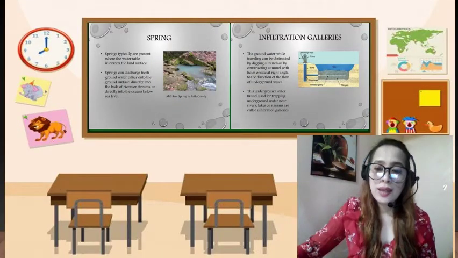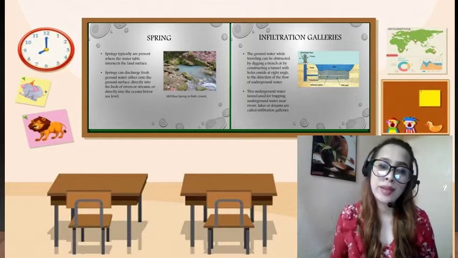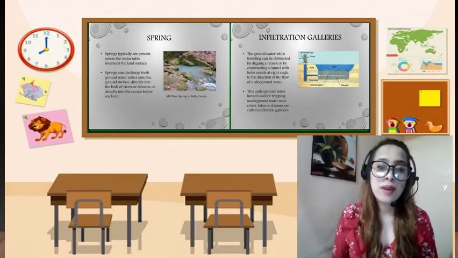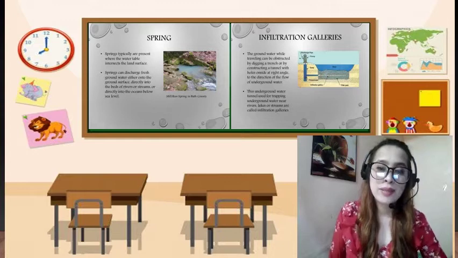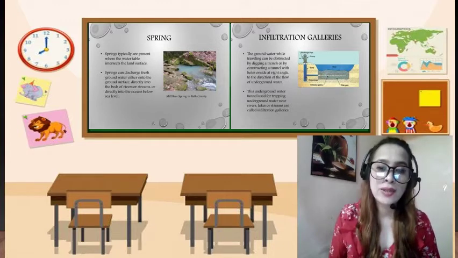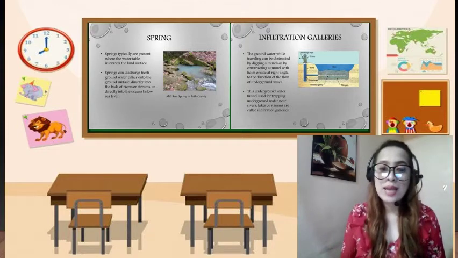And another source of water on the surface of the earth is the spring. Springs typically are present where the water table intersects the land surface. A spring can discharge fresh groundwater either onto the ground surface, directly into the beds of rivers or streams, or directly into the oceans below sea level.